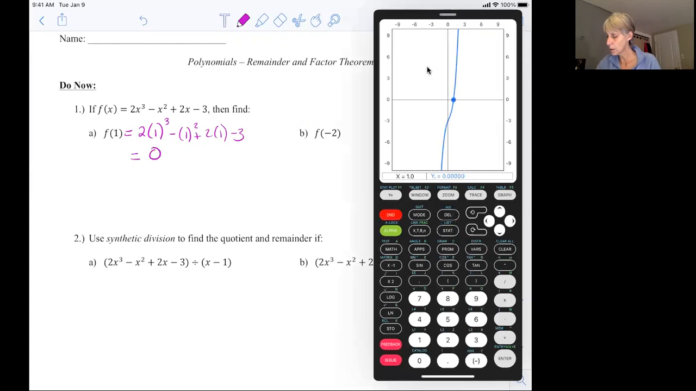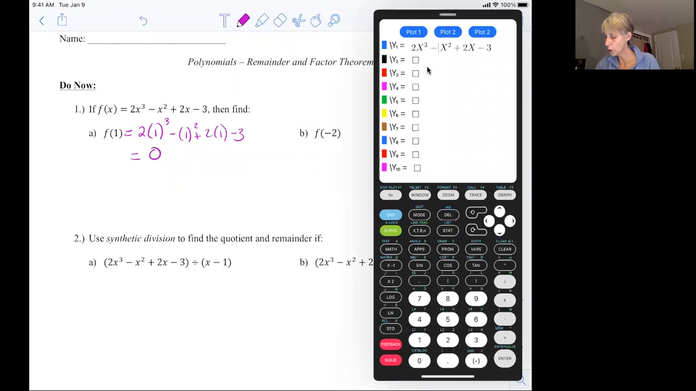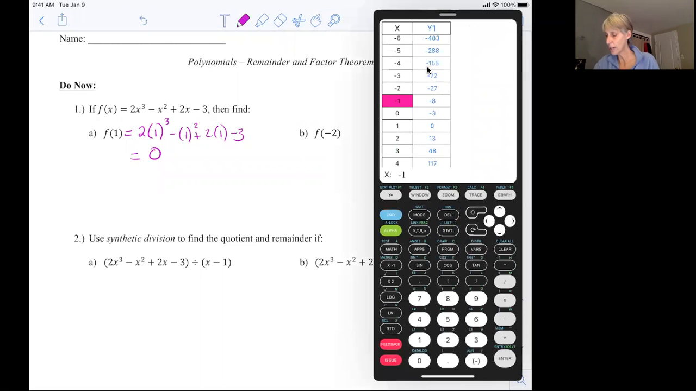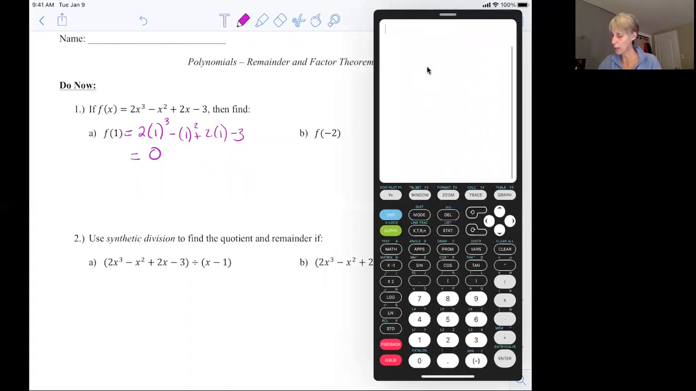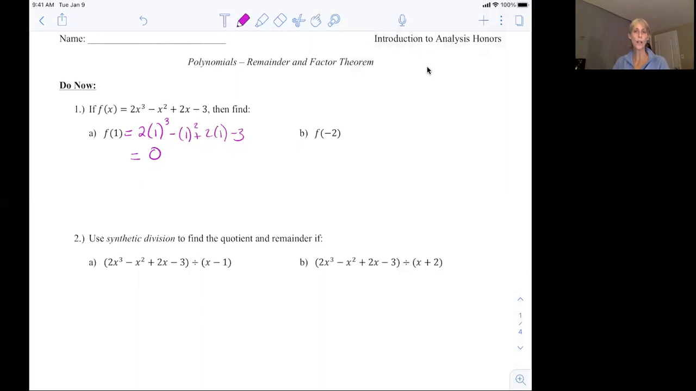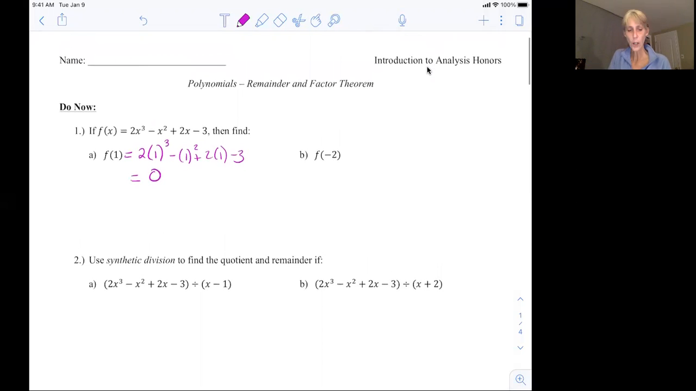Or you could look at the table, and you could go down and you could see when you plug in 1, you get 0. However you want to work it, or you could do it the old-fashioned way and just plug it right in. 2 times 1 cubed, etc., etc. So we're not going to focus on that. I was just kind of showing you different ways you could evaluate it. I mean, common sense, you could just do this in your head because it is that easy. Regardless, when we plug in 1, we get 0.